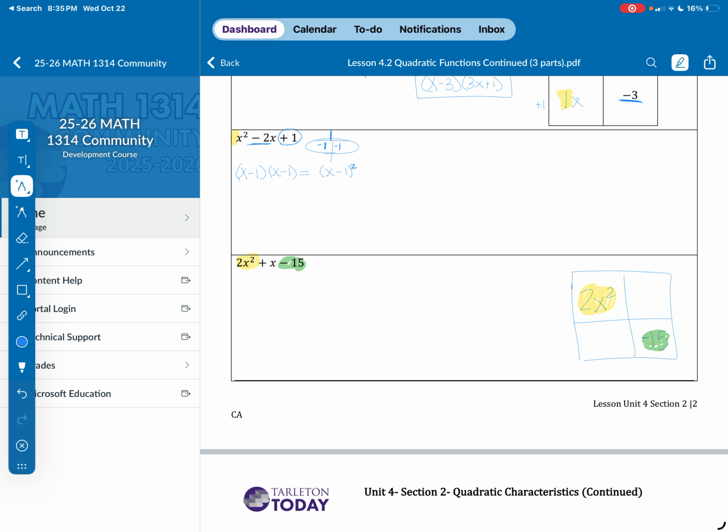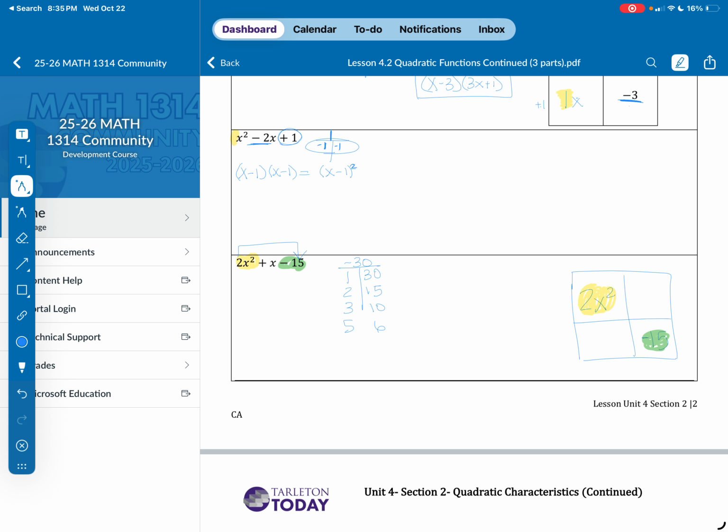All right. Now we do need to take and do our slip and slide. So 2 times -15 gives me -30. So my factors are 1 and 30. 2 and 15. 3 and 10. And 5 and 6. So again, remember the 30 is negative.